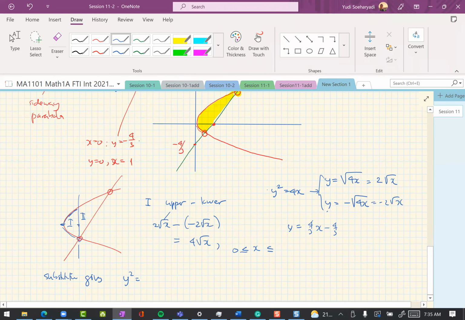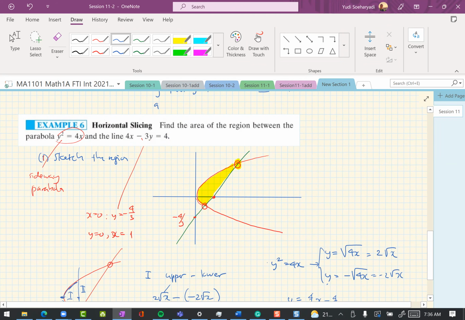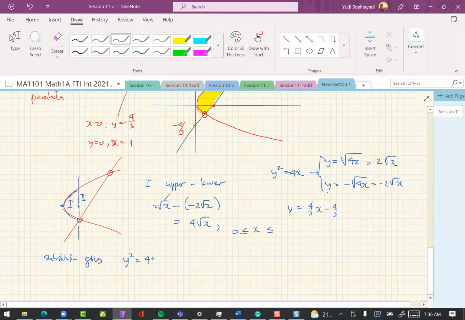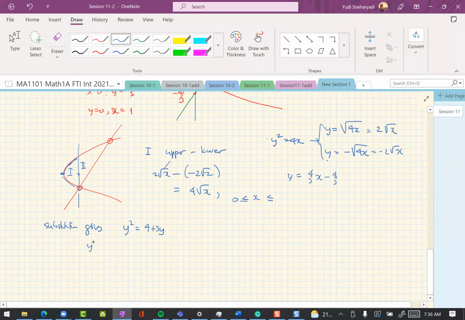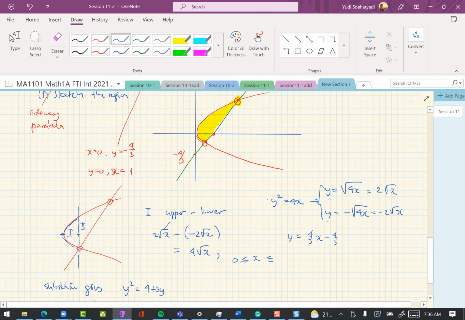Or x equals 4 plus 3y. Okay, and so it is quadratic. Minus 4 equals 0, and we see how we... all right, so this is minus 4 plus 1. So y equals negative 1 and 4. Okay, so this is negative 1. This is 4.